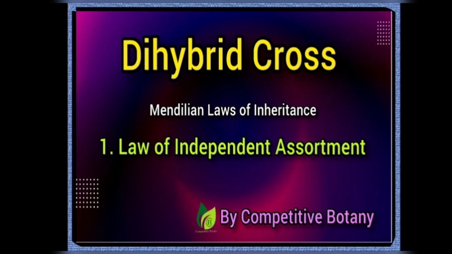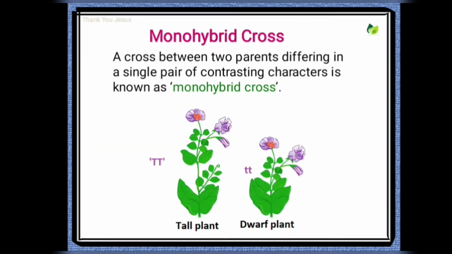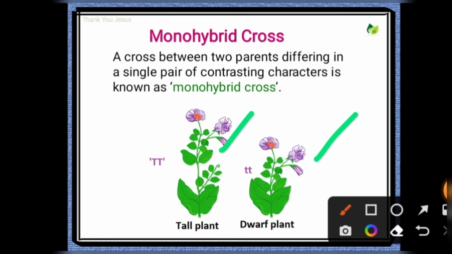In this video, you are going to learn the dihybrid cross and the third law of Mendelian inheritance. You have already learned about monohybrid cross in the previous video. A cross made between two parents differing in a single pair of contrasting characters is known as monohybrid cross. So here, these two parents differ in a single character. The cross made between these two plants is called a monohybrid cross.